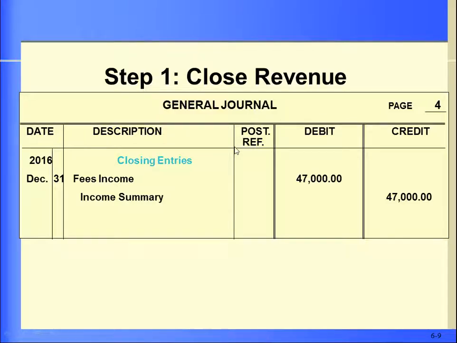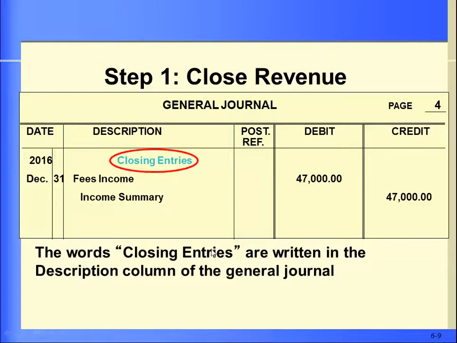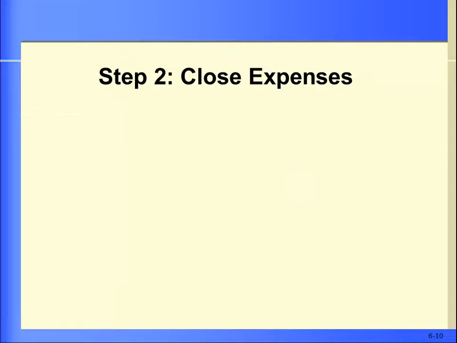For the closing entries, again, we're in the general journal, page 4. Up here, just like we did with the adjusting entries, we're going to put closing entries here. Fees income, and you don't really see a debit for revenue unless there's some kind of error or you're closing. So here's the actual journal entry for the prior slide. The words closing entries are written in the description column, so the accountant or bookkeeper can see. It's more of an audit trail.